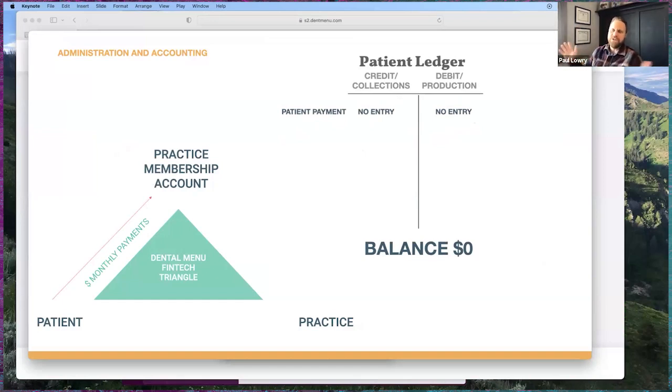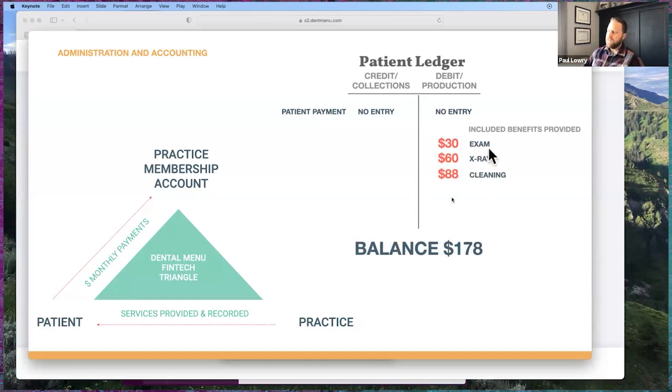And so as an office manager, you don't even want to offer monthlies because of the issues there. So all of that revenue accrues in this account. And then when you provide services, you do an exam, cleaning, x-rays, you're going to walk that patient out. There's going to be a claim or a receivable created.